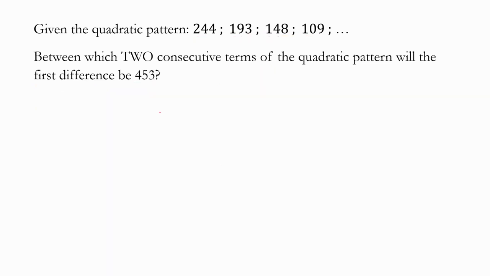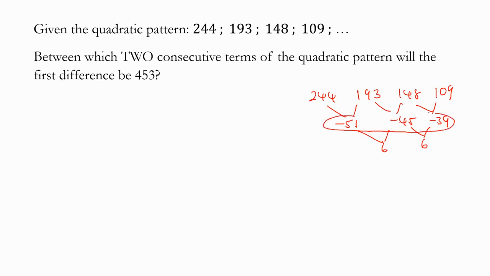Another method we can use, we can say this is 244, 193, 148, 109. Right, we find the first differences: negative 51, then negative 45, then negative 39. Negative 45 minus negative 51, we get 6. Negative 39 minus negative 45, we get 6. So if you check, the first differences, they form a linear sequence.